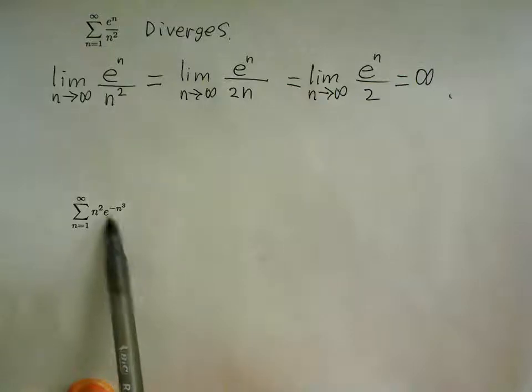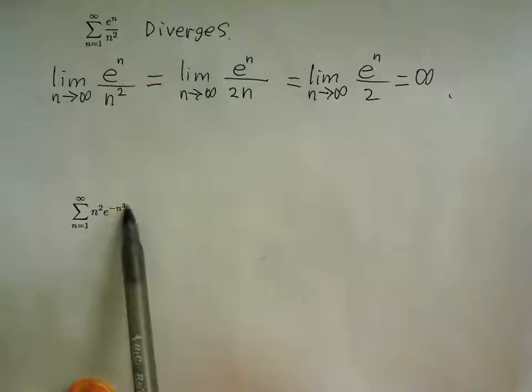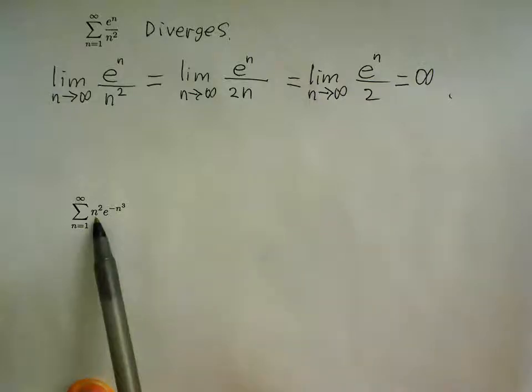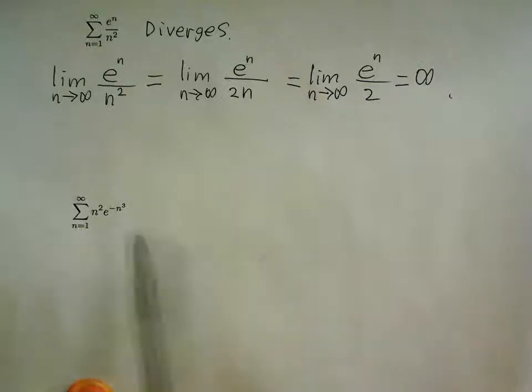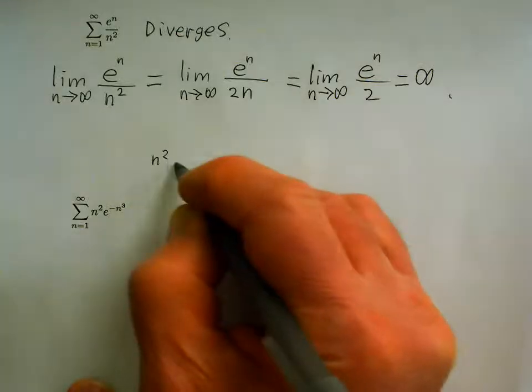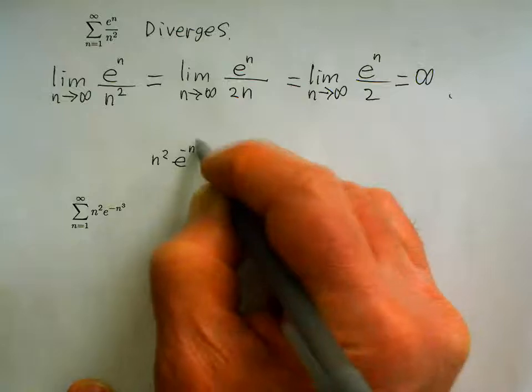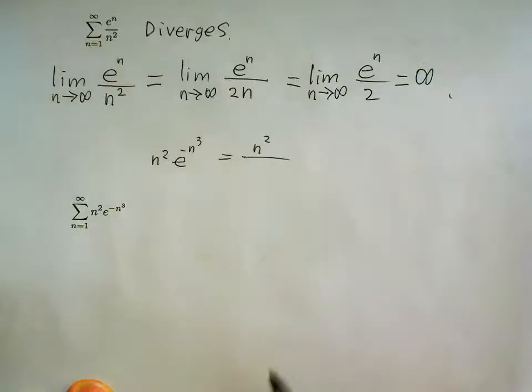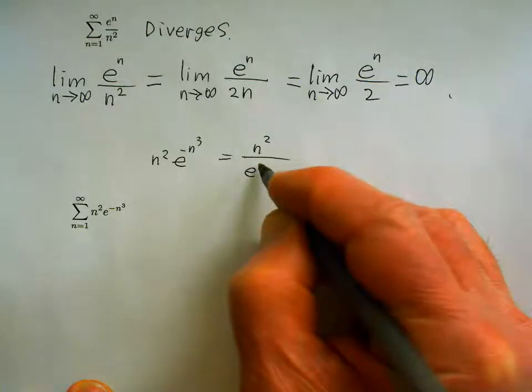One of the things that stands out, we have e to the negative n to the third, and the derivative of negative n to the third with respect to n is negative 3n to the second. And we see an n to the second. And these terms, n to the second times e to the negative n to the third, that means the same thing as n to the second over e to the positive n to the third.